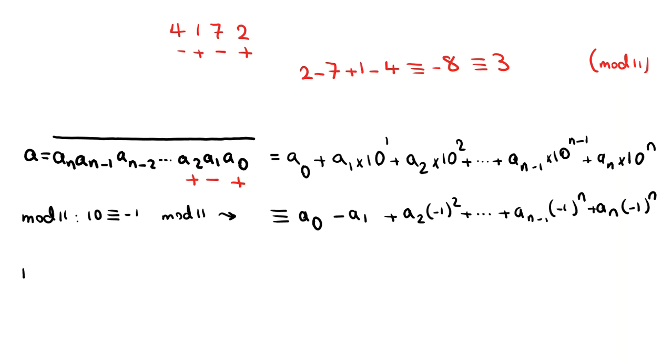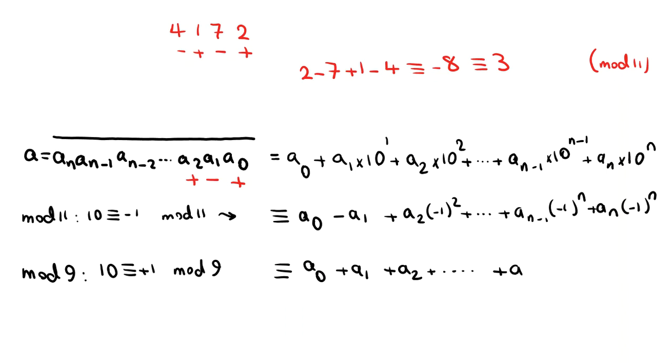But now we want to consider mod 9. Mod 9 and 3 are the same. So in this case, because we want to consider mod 9, you say 10 is congruent to plus 1 mod 9, because you subtract 9 from 10. So instead of each 10, you can replace 10 with 1. It will be the sum of the digits a0 plus a1, a2 to an. Exactly for 3, you can do that similarly. 10 mod 3 is 1, you replace 10 with 1.